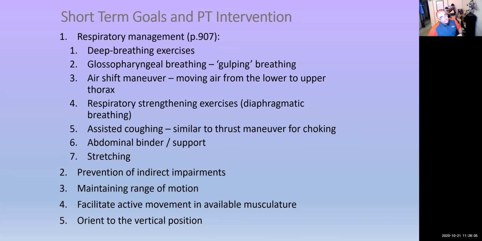This is where you're going to get to that third phase of the active cycle of breathing, and you're going to get behind them. And when you need them to cough, you're going to force an abdominal thrust.